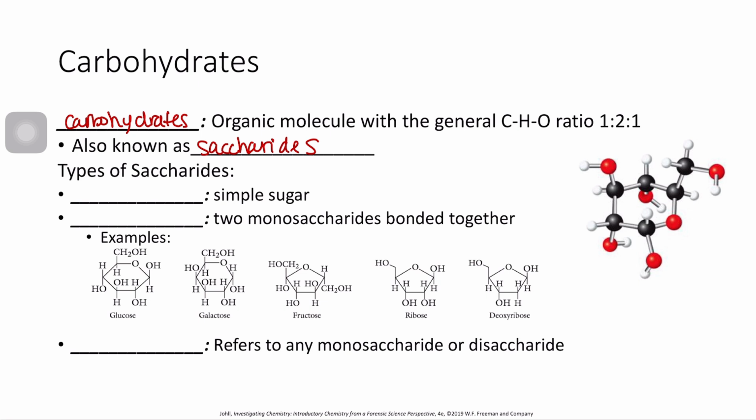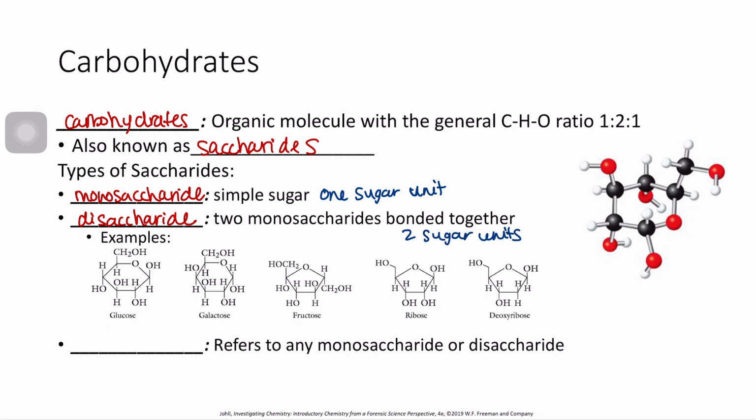Now, there are all different types of saccharides. The most simple is a monosaccharide. This is sometimes known as a simple sugar, and there is only one sugar unit in a mono. A disaccharide is two monosaccharides that are bonded together. So another way of saying that is we have two sugar units.